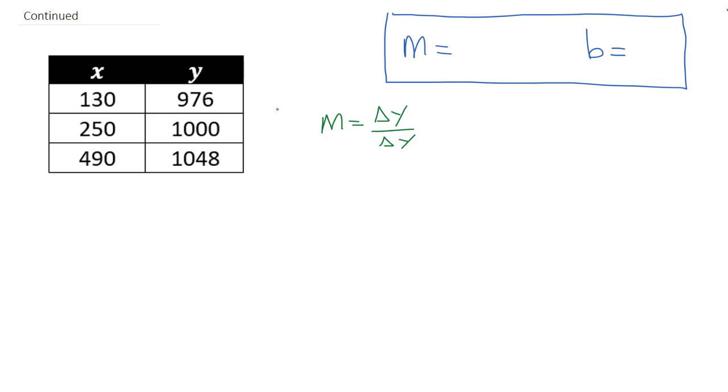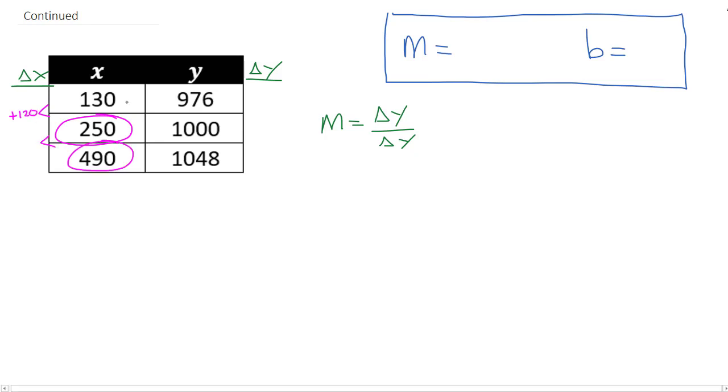All right, so look at this one here. Okay, so our change in y is this side. What is x changing by on this side? Now, these numbers are a little messier. So what I'm going to do is go, what's 250 subtract 130? And we get 120. So from here to here, we went up by 120. And if we want to find the change from 250 to 490, I'm just going to go, what's 490 subtract 250, which gives me 240.